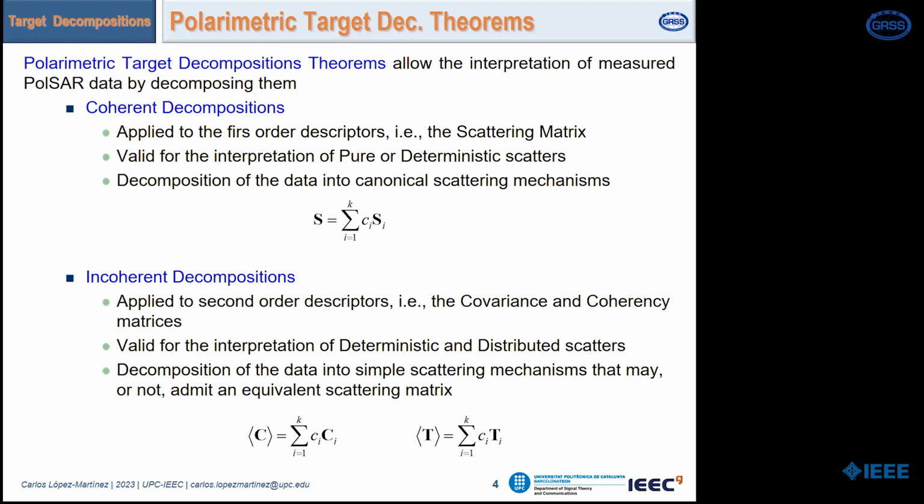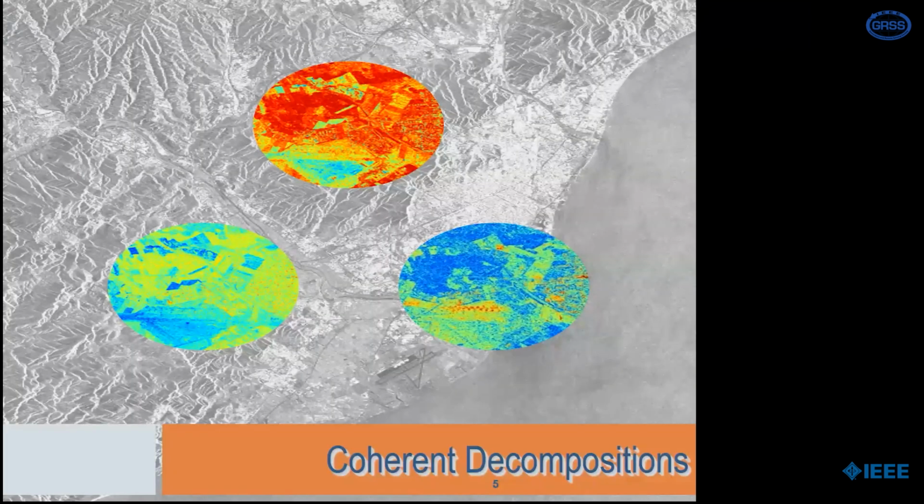For incoherent decomposition, it's exactly the same, but I don't decompose the scattering matrix, I decompose the coherency or the covariance matrix. An advice: the coherent decompositions only apply to the scattering matrix, so only to those targets where I don't have speckle, that is, to totally polarized waves. The covariance matrix or coherency matrix and the subsequent decompositions only apply to distributed targets. You cannot mix both. Okay, so let's go first with coherent decompositions.